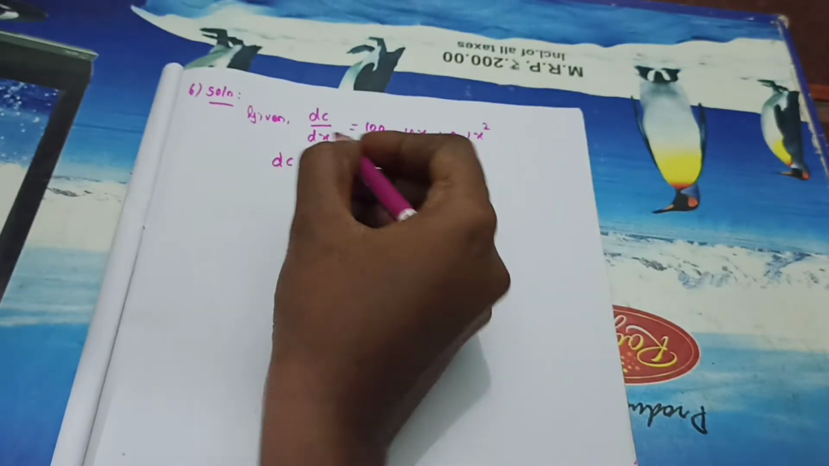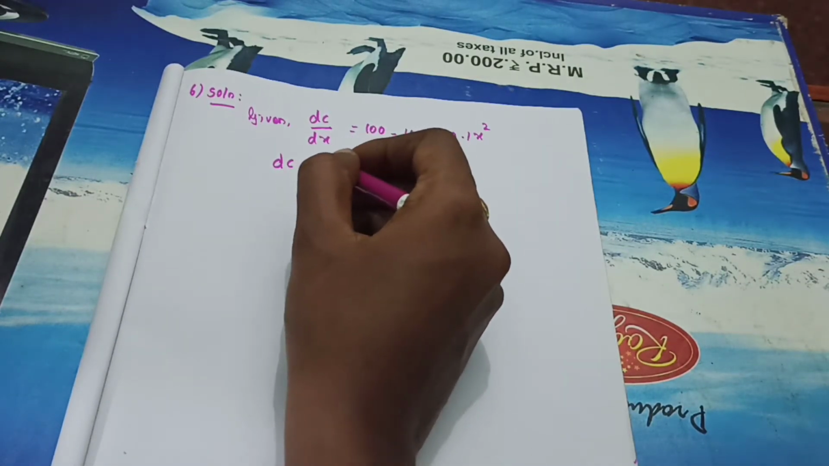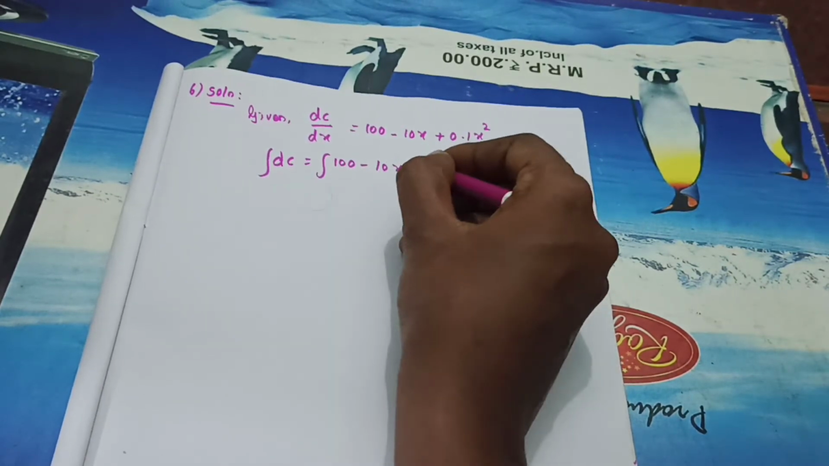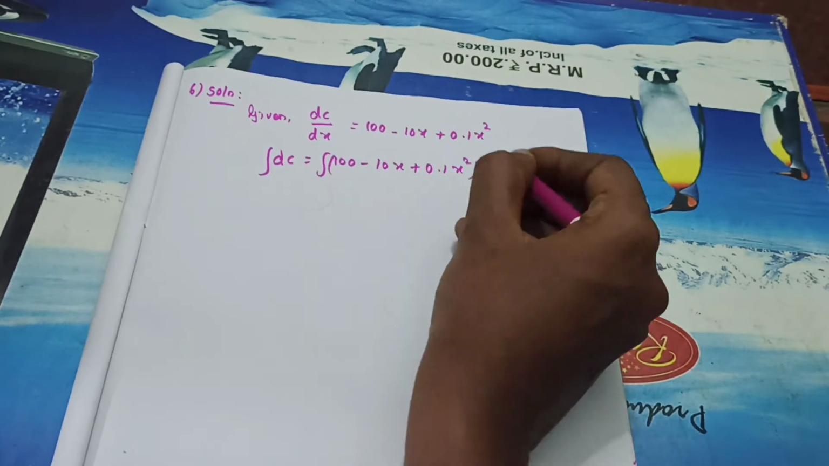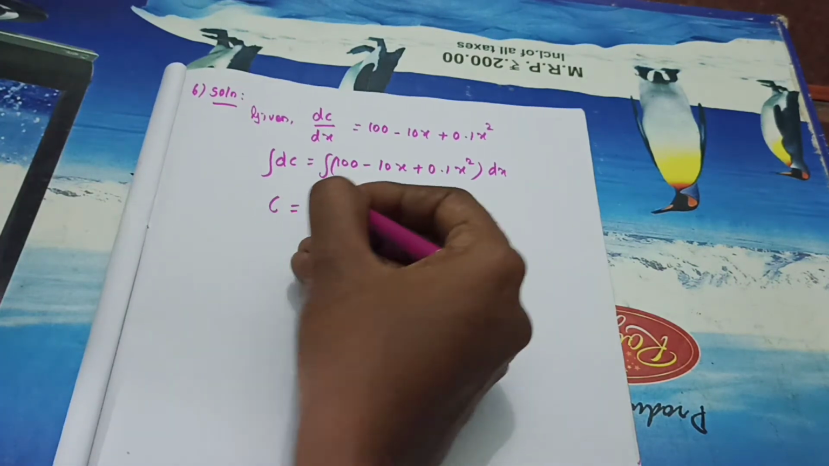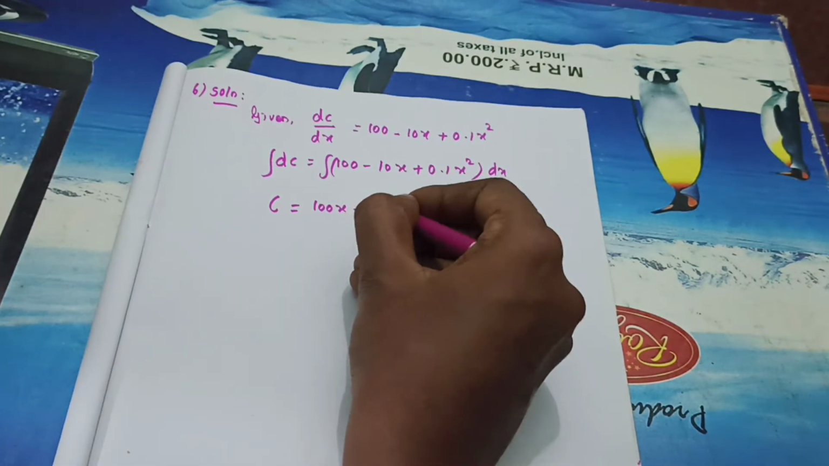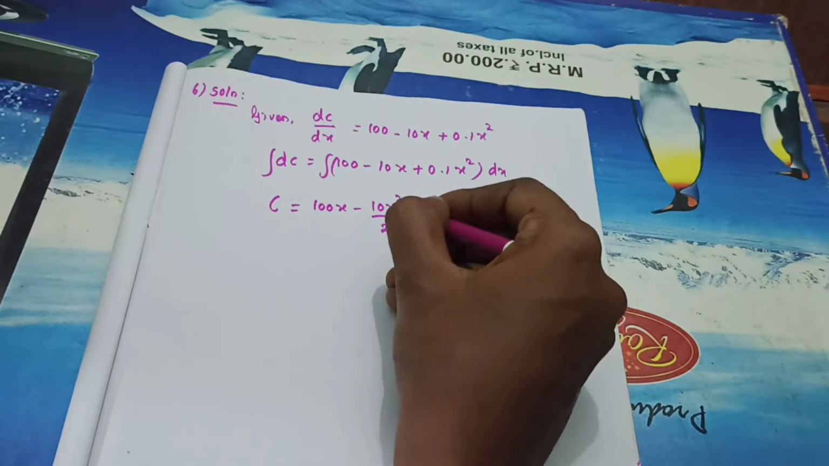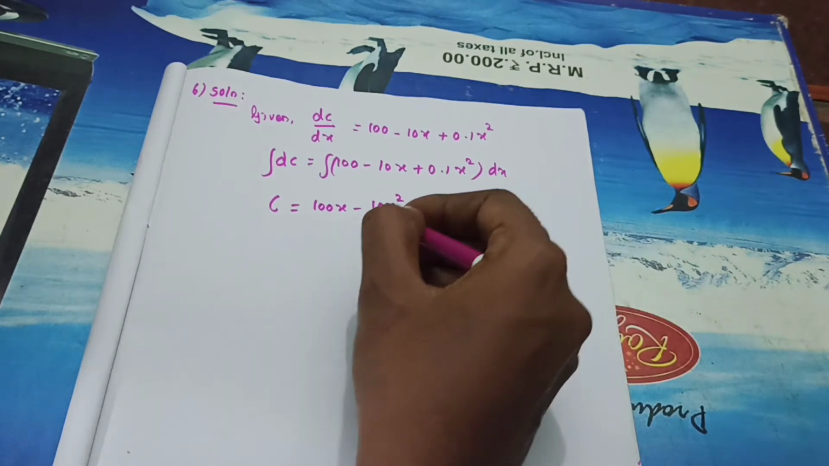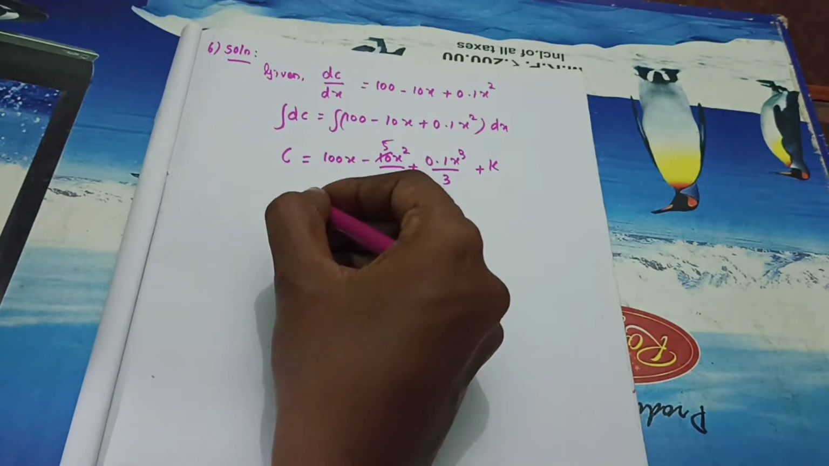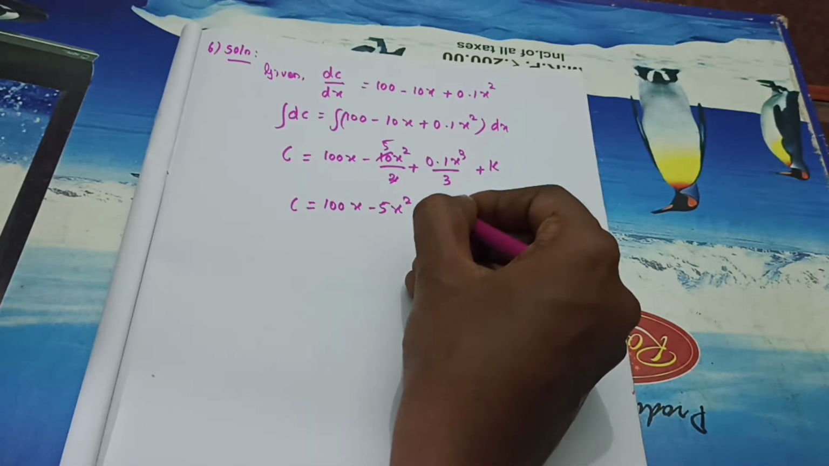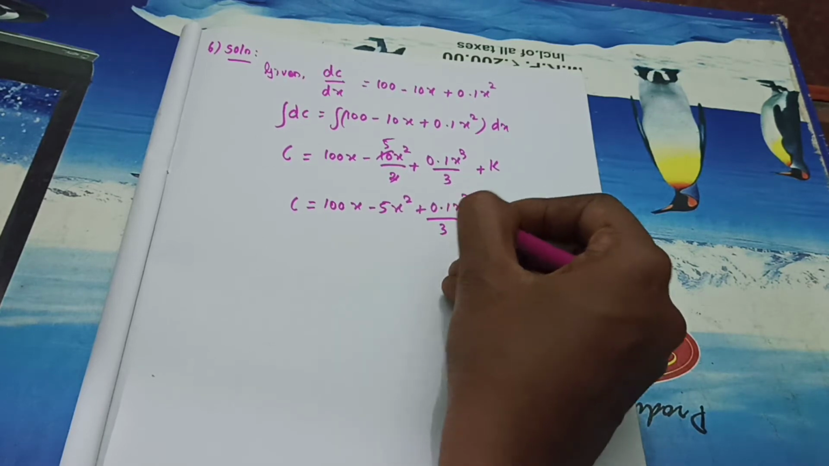So dc equal to, you can integrate 100 minus 10x plus 0.1 x square into dx. Bring this dx to this side. So dc, when you are integrating, what's the value? C. Integrate each and everything. 100x minus 10x square by 2 plus 0.1 into x cube by 3 plus 1 constant, that is k. So this and this will get cancelled. 5. So what's the cost? 100x minus 5x square plus 0.1 x cube divided by 3 plus k.